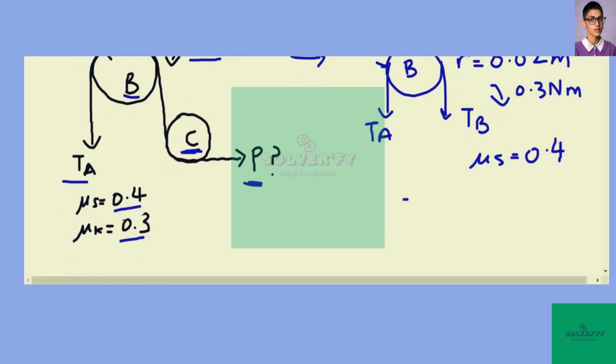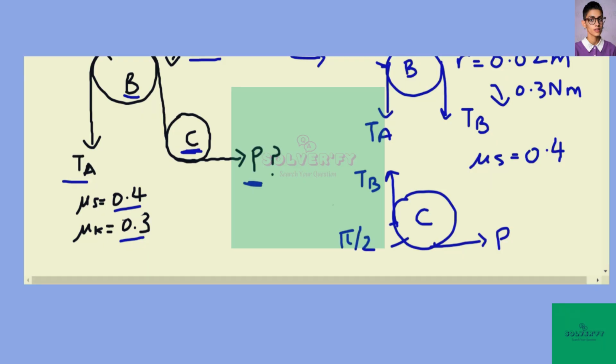Now for disk C, we have P on one side, TB on the other side, an angle of 90 degrees or pi over 2 radians in the belt. And we're going to use the kinetic coefficient of friction because C is stationary but the belt moves. So that's 0.3. And we have impending slip in the direction of P for drum C.